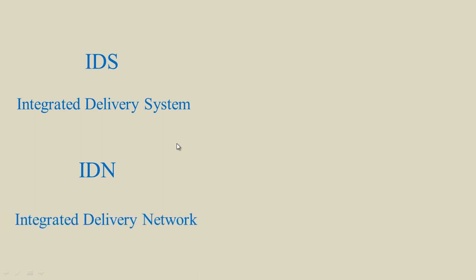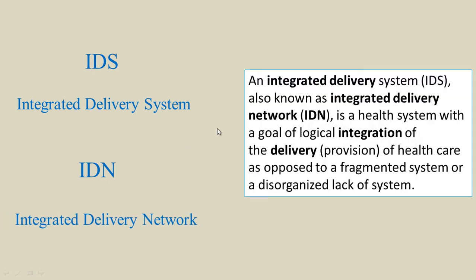IDS, Integrated Delivery System, or IDN, Integrated Delivery Network. An integrated delivery system, IDS, also known as an integrated delivery network, IDN, is a health system with the goal of logical integration of the provision of healthcare, as opposed to a fragmented system or a disorganized lack of system.